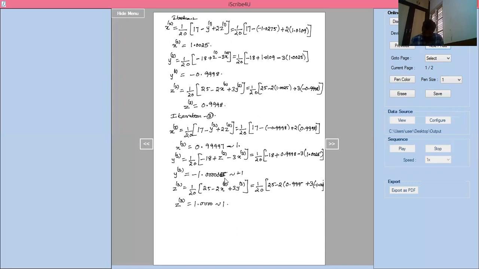Now I can take that x equal to 1, y equal to minus 1, z equal to 1 is the required solution for the given system of equations. If we go for the next iteration also, we'll get the same only, because here 0.998 is nearing 1, here also minus 0.9998 is nearer to 1, and 1.0025 is nearer to 1. Actually, 4 iterations you have to go.